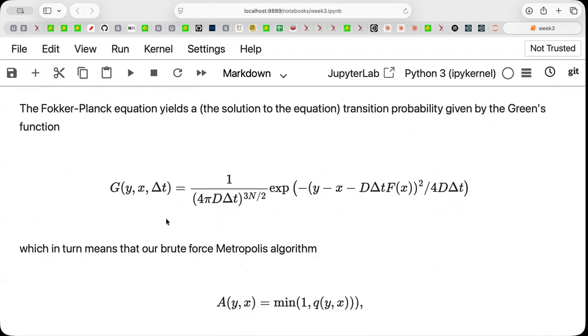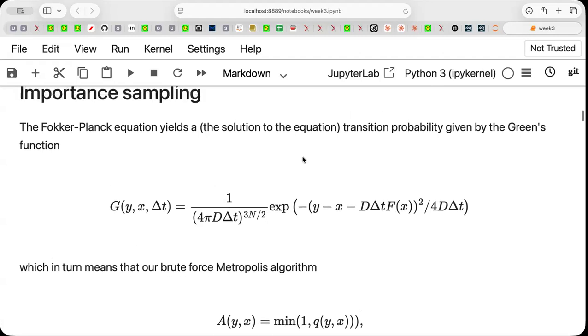We can then obtain an expression for this transition probability, which is the so-called Green's function. So this is going to be the function t, which expresses the probability of moving from a position x to a position y in a time step delta t. And this is actually given by a Gaussian, but it contains now this quantum force.